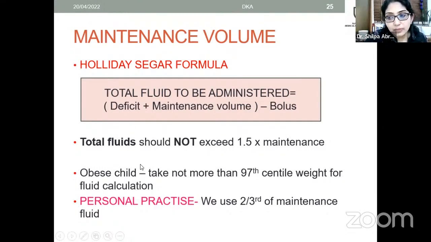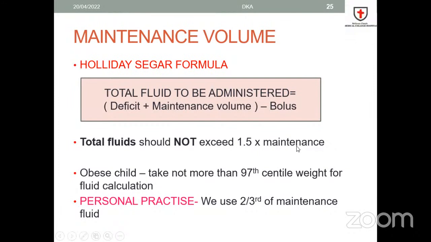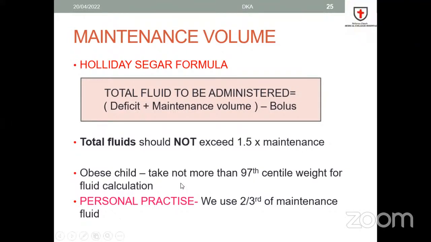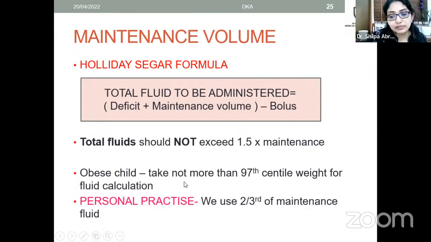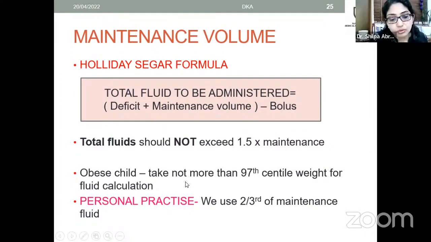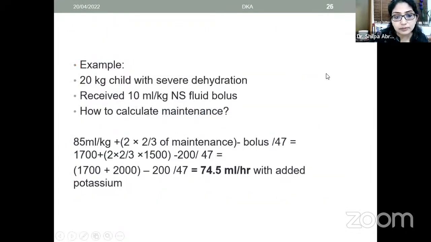And always remember that you can make errors in calculations. So the fluid generally should not exceed 1.5 to 2 times the maintenance. You should be careful and recheck your calculations again. According to BSPED 2020, if the child is obese, then we don't take more than the 97th centile weight for fluid calculation. And as a personal practice, we use only 2/3 of the maintenance fluid in all children. In DKA also, we follow that.